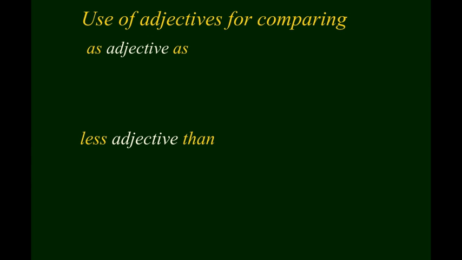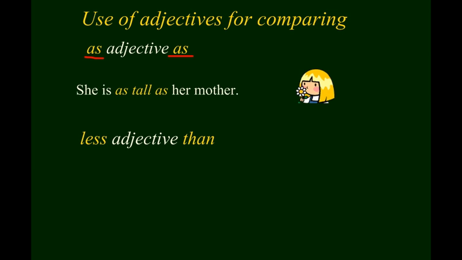Use of adjectives for comparing. And we have some constructions. The first construction is as plus adjective plus as. We use it when we want to say that something is very similar. And here is what we have. She is as tall as her mother. For Lithuanian it is ji yra tokia pat aukšta kaip ir jos mama. And here we can see as, the adjective tall, as, and her mother.